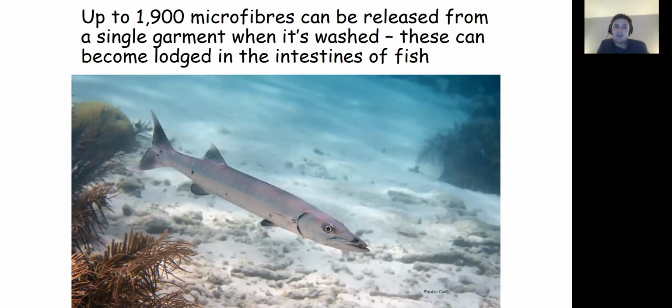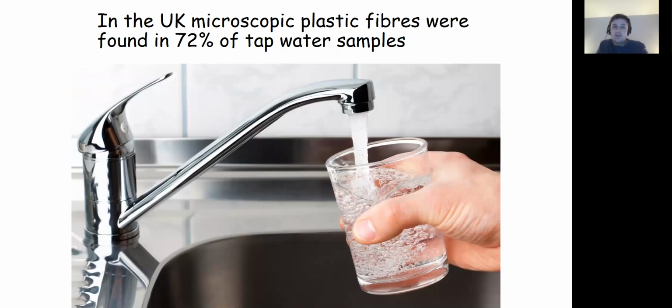Up to 1,900 microfibers, which are tiny bits of plastic that you won't be able to see with your eye unless you had a microscope, can be released from a single garment when it's washed. So like a fleece top. When you put it through the wash, nearly 2,000 microfibers can be released. They can become lodged in the intestines of fish.